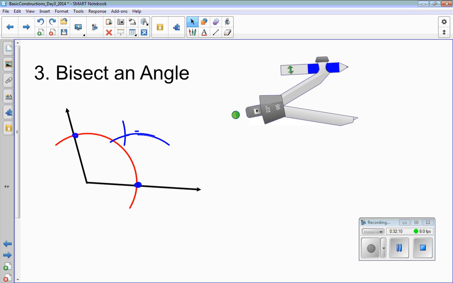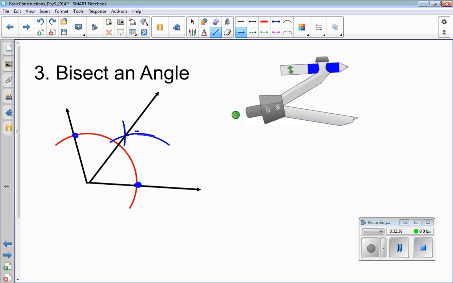What do you think the last step's going to be? What am I going to be connecting? Vertex to the X. Very good. And that is the angle bisector. This one's a pretty easy one, I think. Easier than copy an angle, I think. Okay, we've just created the angle bisector.